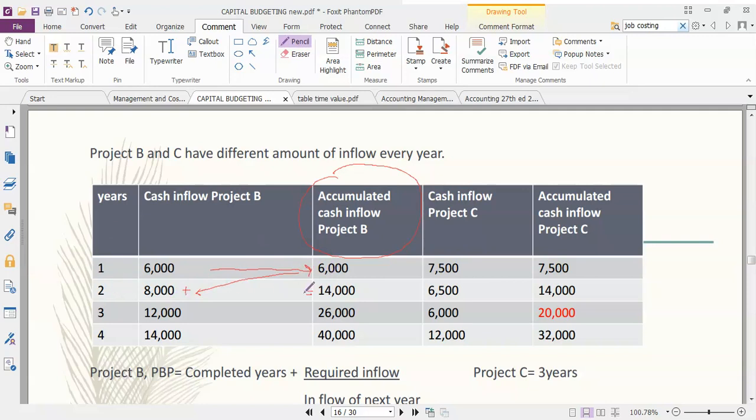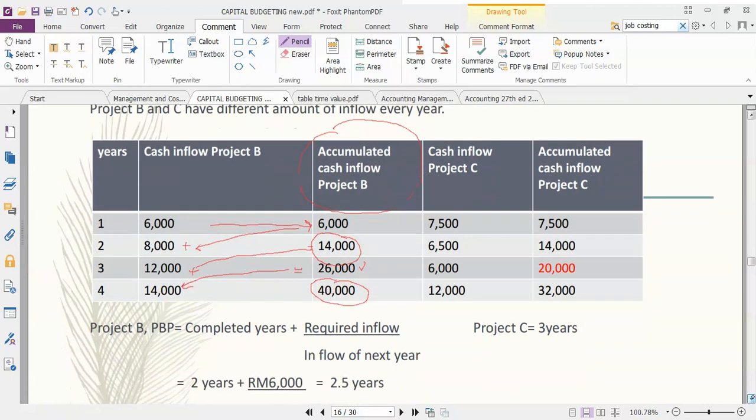6,000 plus with 8,000, so you will get on the second year the total accumulated cash flow for the project B is 14,000. Did you know where this 14,000 comes from? 6,000 from the first year, add on with 8,000. So you will get 14,000. Did you understand, class? And then on the third year, 14,000 plus with 12,000, so you will get 26,000. And then on the fourth year, 26,000 plus with 14,000, so you will get 40,000. So that is the accumulated cash inflow for project B.